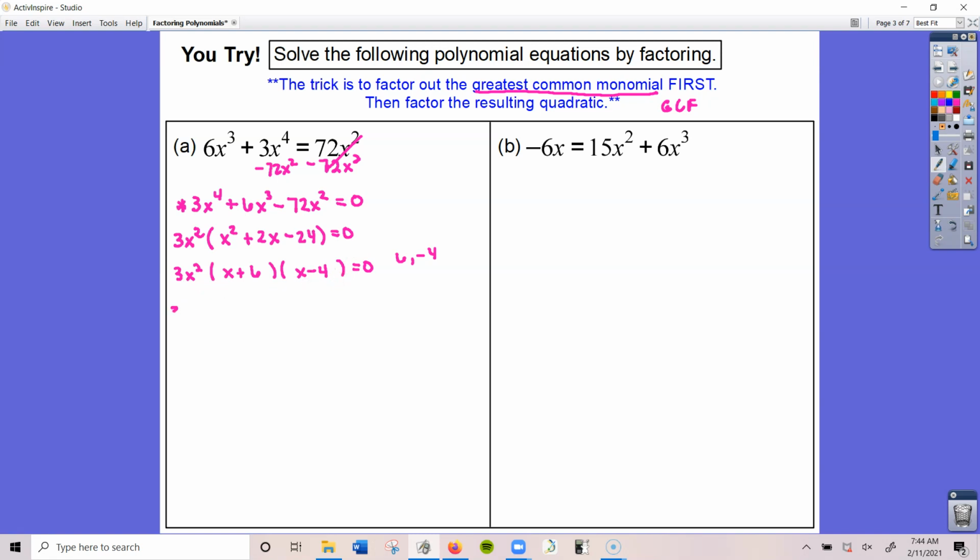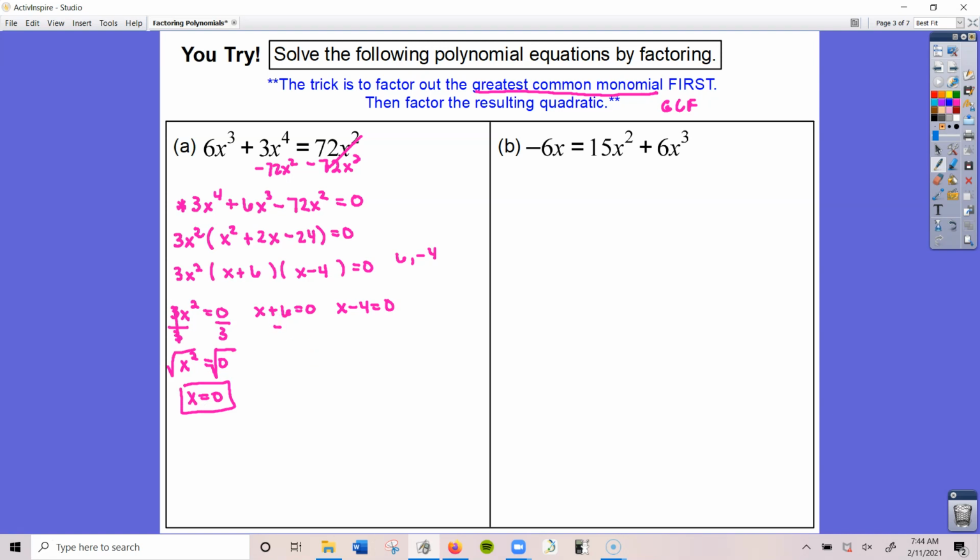Now I take each individual factor and we make it equal to 0. For this first factor, we have to divide the 3. 0 divided by anything is still 0. So x squared is equal to 0. And even if you square root both sides, x is still 0. So this is one of my solutions.